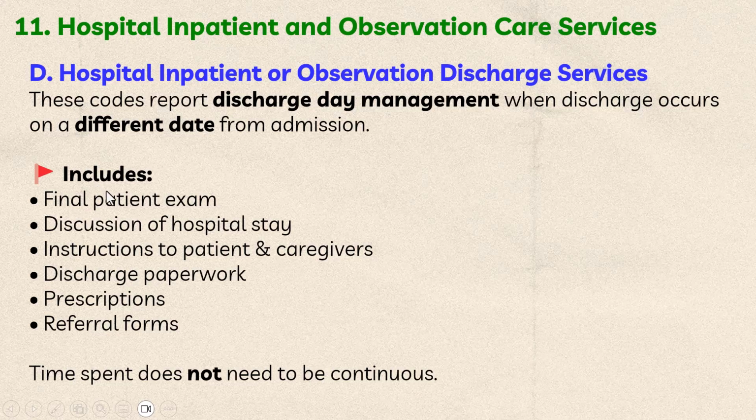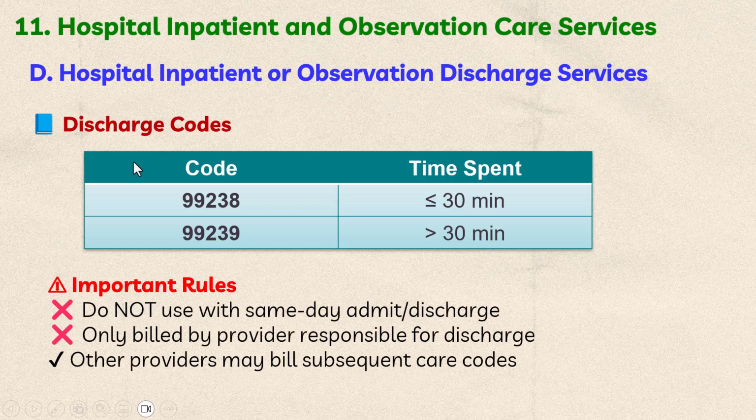So here it includes final patient examination, discussion of hospital stay, instruction to patient and caregivers, discharge paperwork, prescriptions, and referral forms. So time spent does not need to be continuous. So intermittently, the provider can do the work and add all the times together. So the discharge codes are 99,238 for time spent 30 minutes or less, 99,239 for more than 30 minutes.